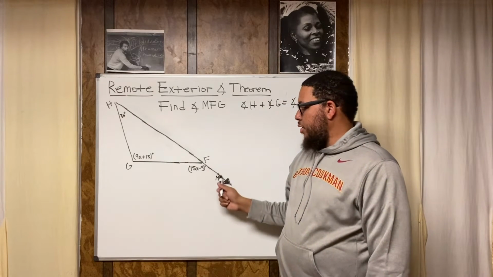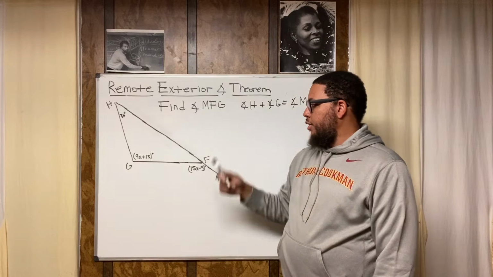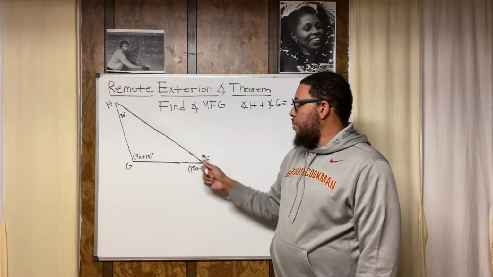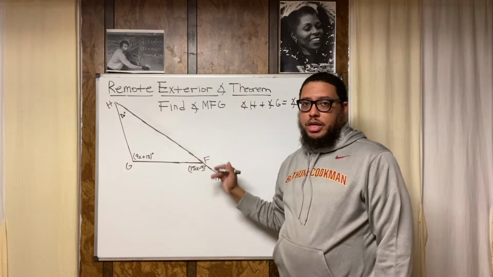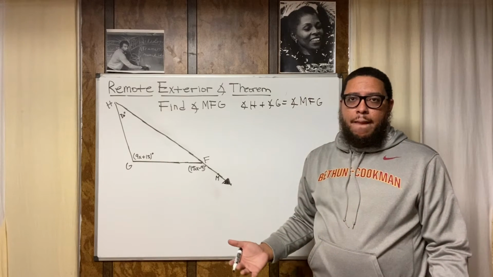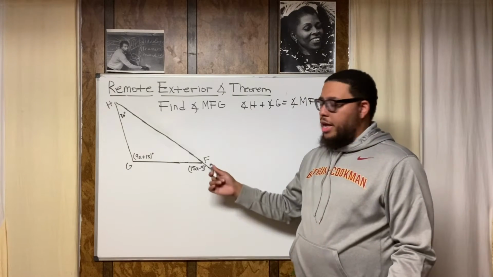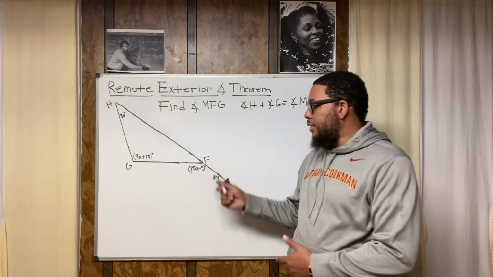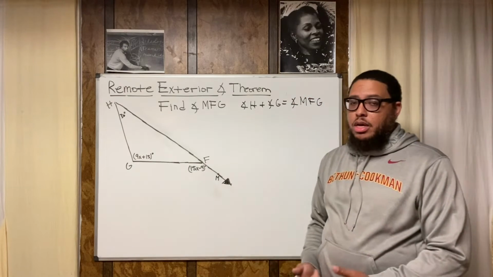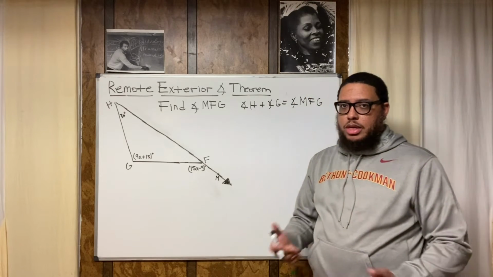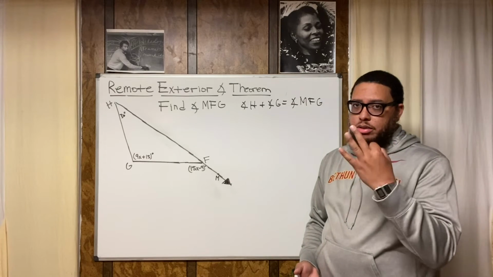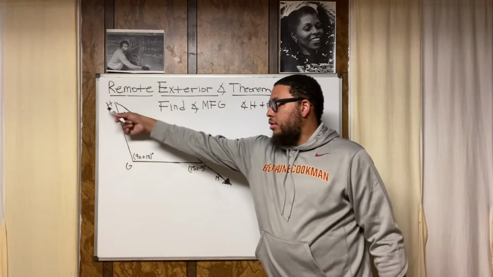I could be talking about MFG, which is what we're talking about right here. Or I could be talking about angle MFH, which is a straight line or a straight angle. You have no way of knowing which angle I'm talking about if I just say angle F. All right? So that's why with this particular angle, you've got to be more specific. And when we name angles in geometry and we need to get more specific, we use three letters instead of just using one letter, like H, G.